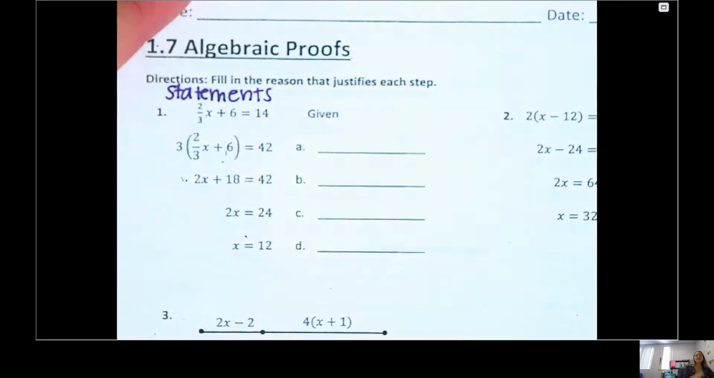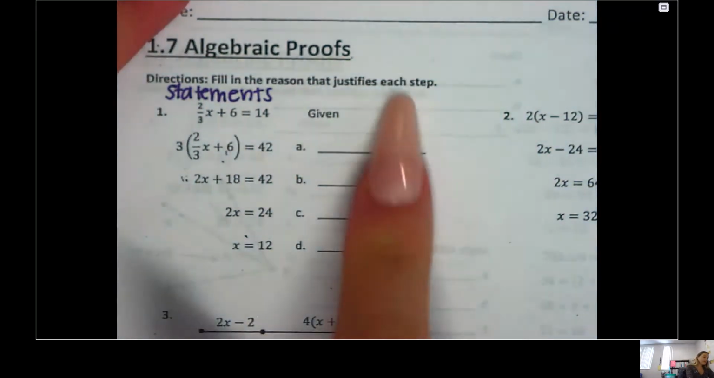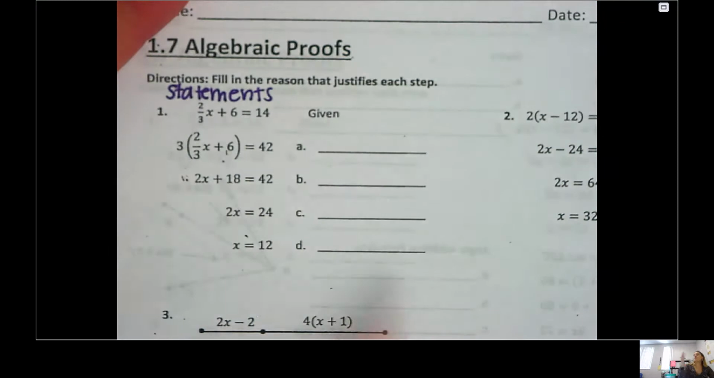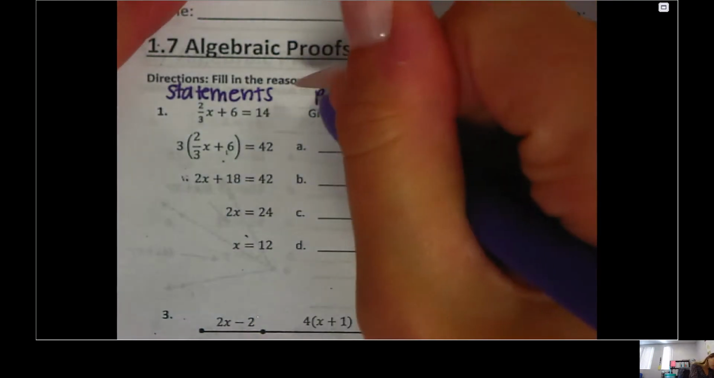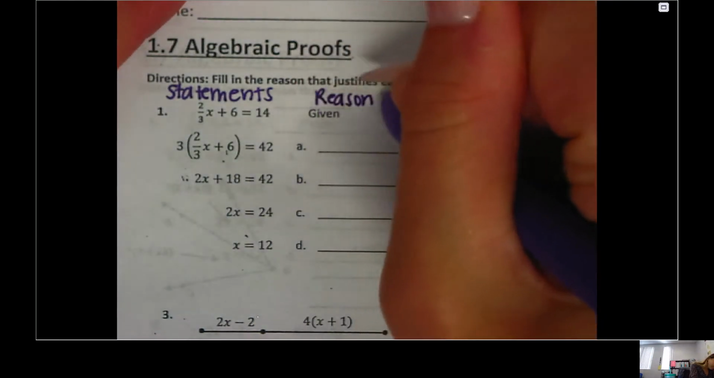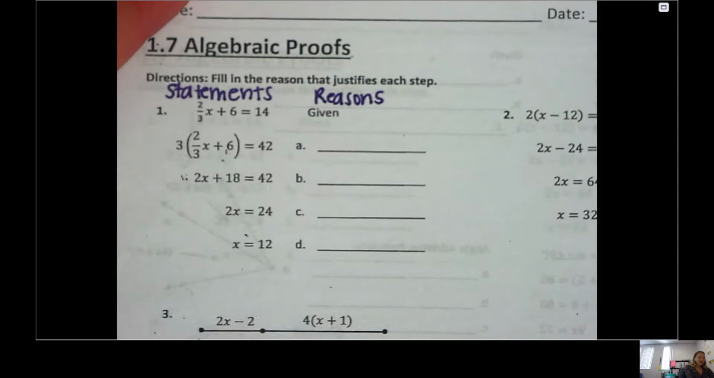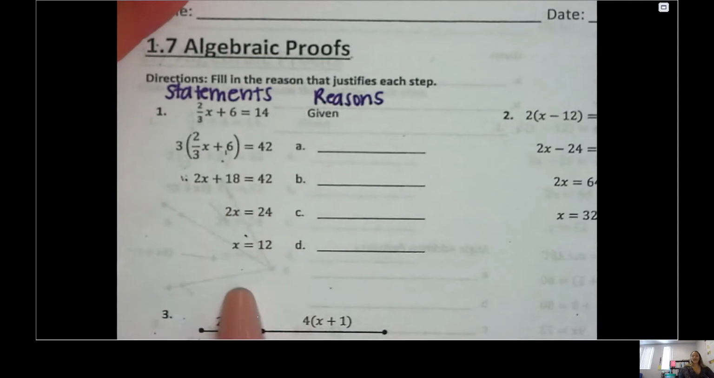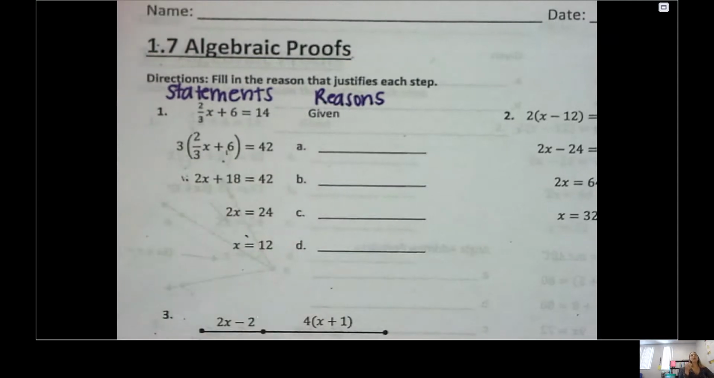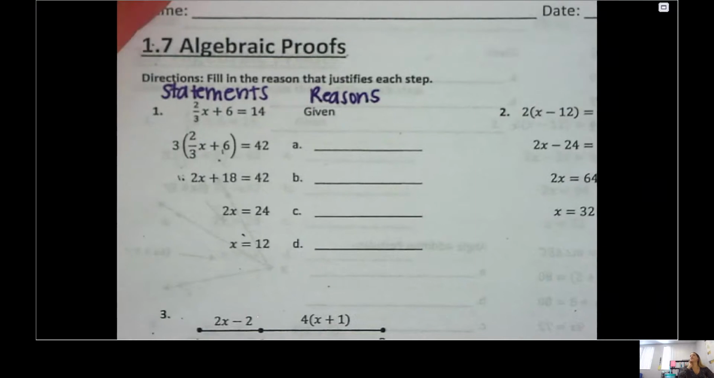Those are called your statements. On the right side, these are your reasons. So I give you the statements and you have to tell me, okay, what property works? Why is it true? You're just giving me the reason for each one.